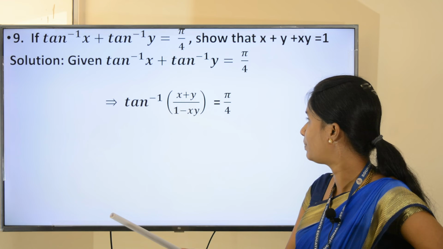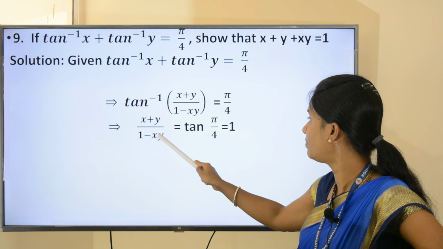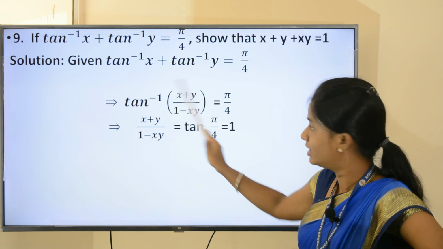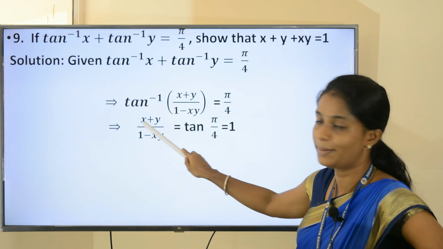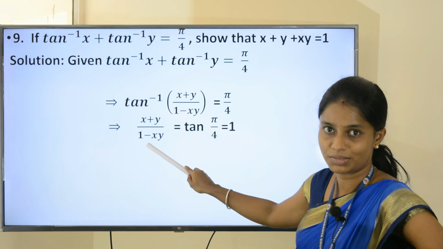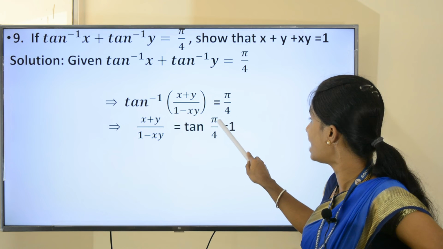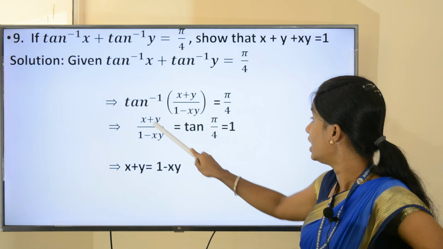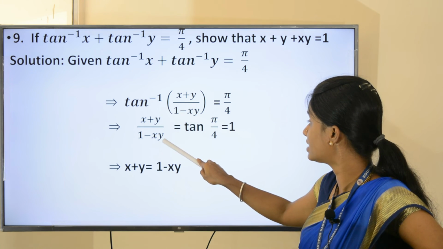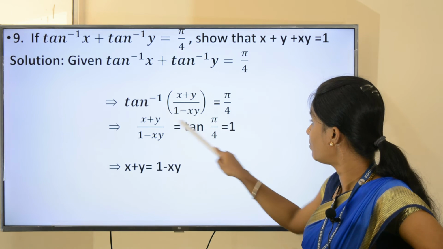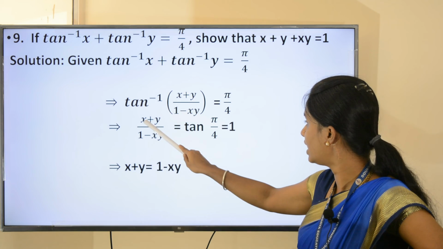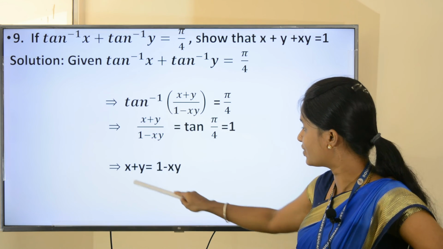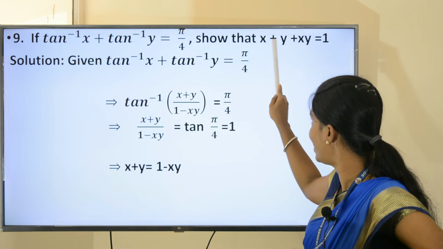How can we simplify? Please observe, x plus y divided by 1 minus x into y. Apply the tan function to both the sides. Then tan of tan inverse of this expression will become x plus y divided by 1 minus x into y is equal to tan pi by 4, which is equal to 1. So we got the expression x plus y divided by 1 minus x into y is equal to 1. Please do the cross multiplication. Then x plus y is equal to 1 into 1 minus xy. Please rearrange this term. We may get the final answer here.